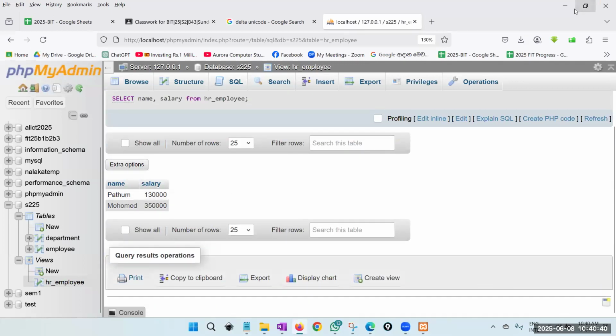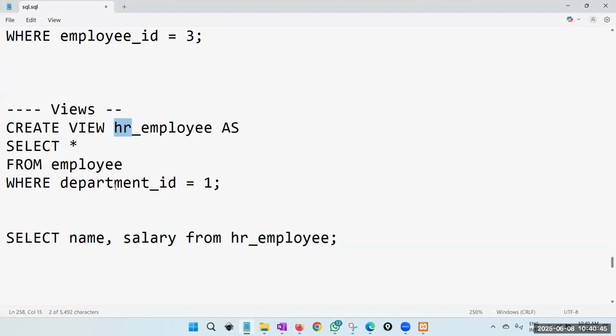Only the HR employees, because my query is based on the view and the view is restricted to department ID one. It's a super simple concept. Is it clear?